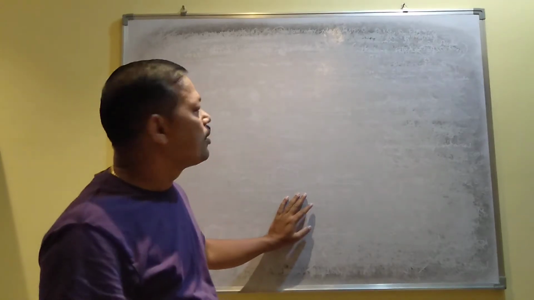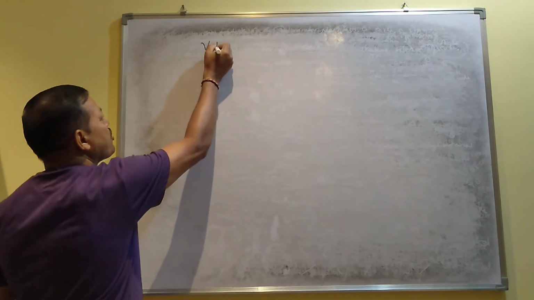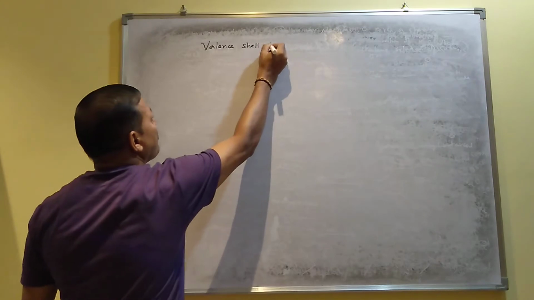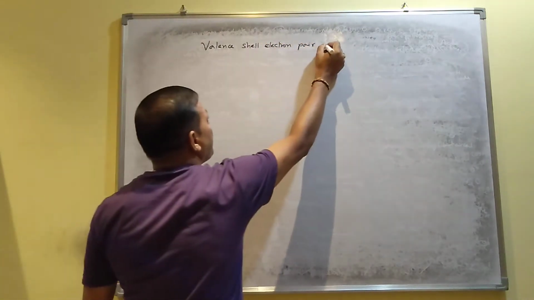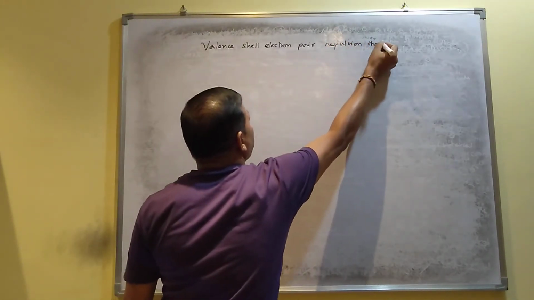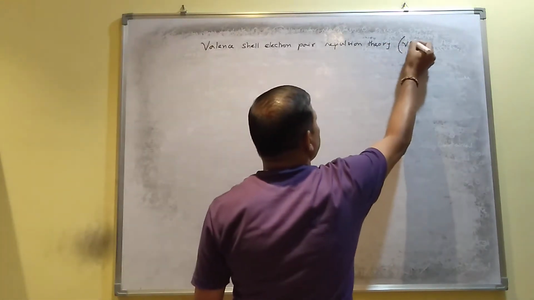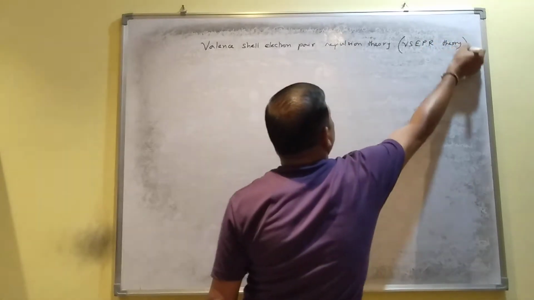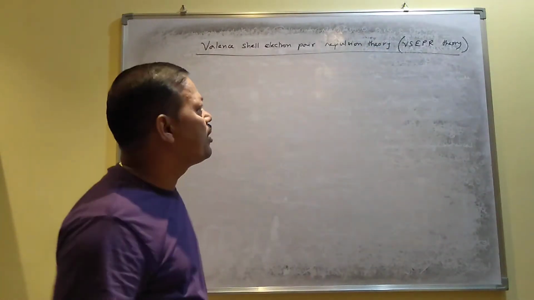Good morning, students. Today we'll do a new theory which is called valence shell electron pair repulsion theory. In short form, it is called VSEPR theory.